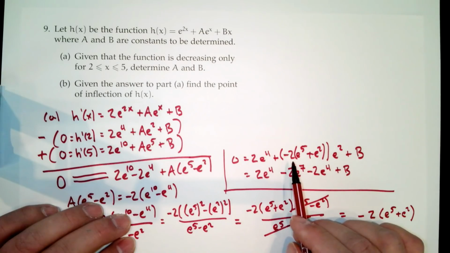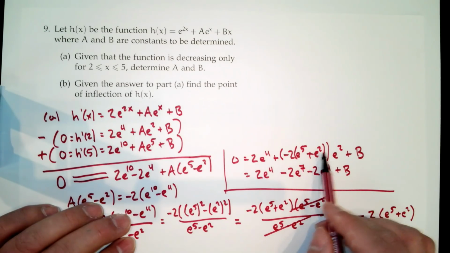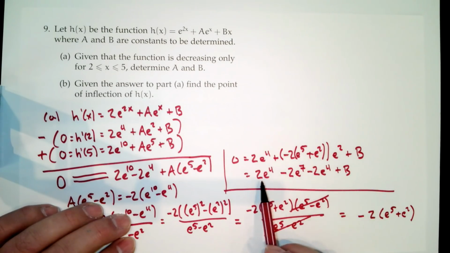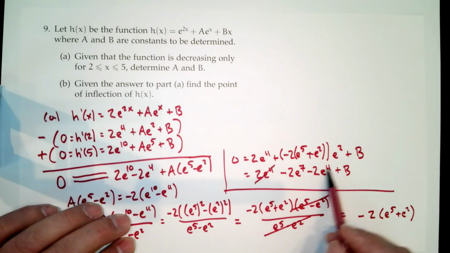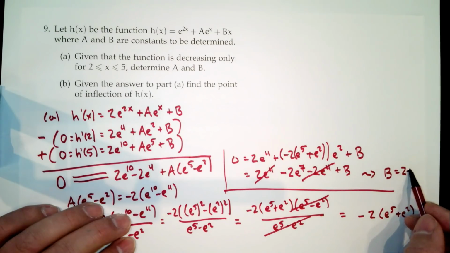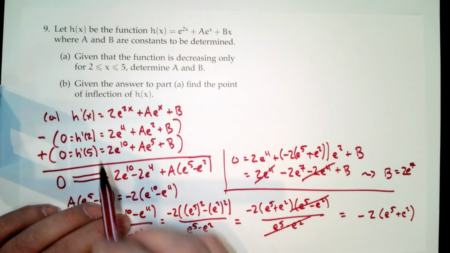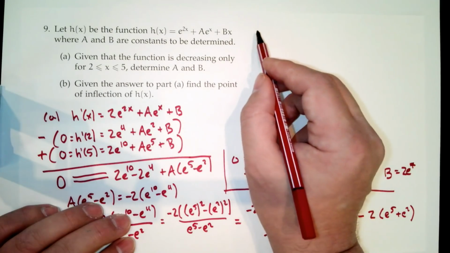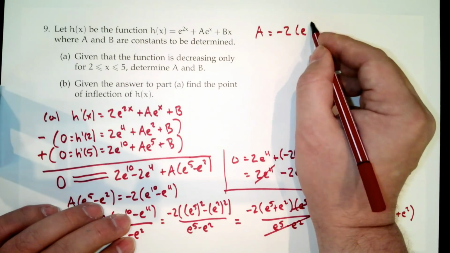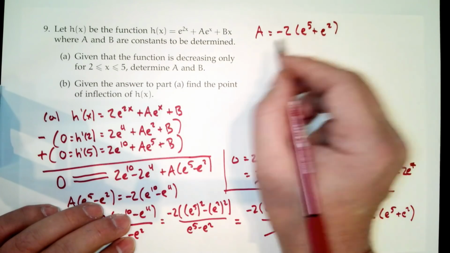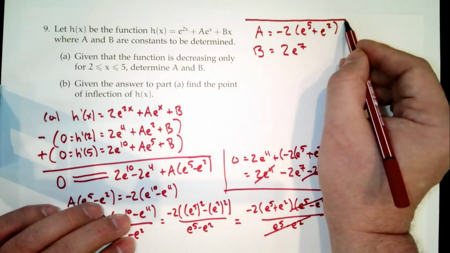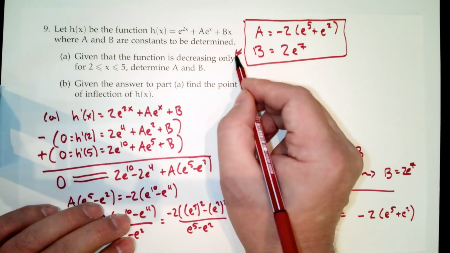Now, where did these come from? Well, it's minus 2 multiplying through, but it's also e squared multiplying through. Notice something happens really nice. The e to the 4th terms cancel, and so b is equal to 2e to the 7th. So, we're now ready to answer part A. So a is minus 2e to the 5th plus e squared, and b is 2e to the 7th. Okay, so that's the answer to part A.